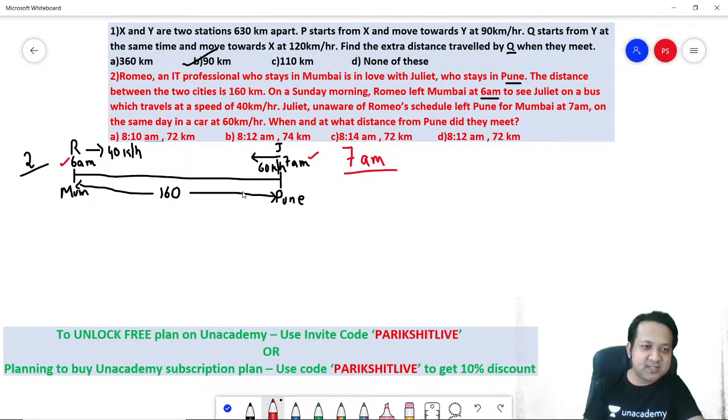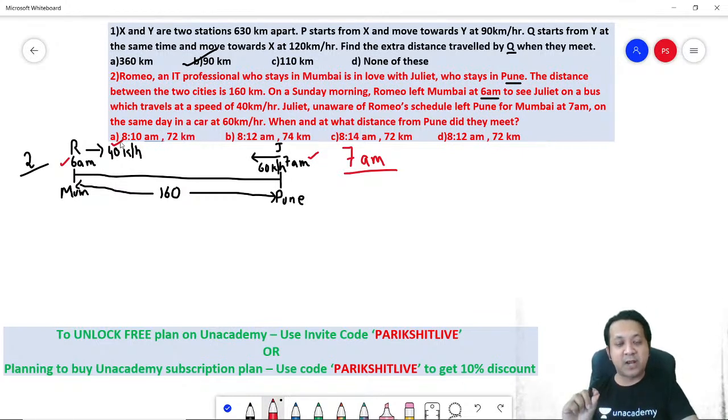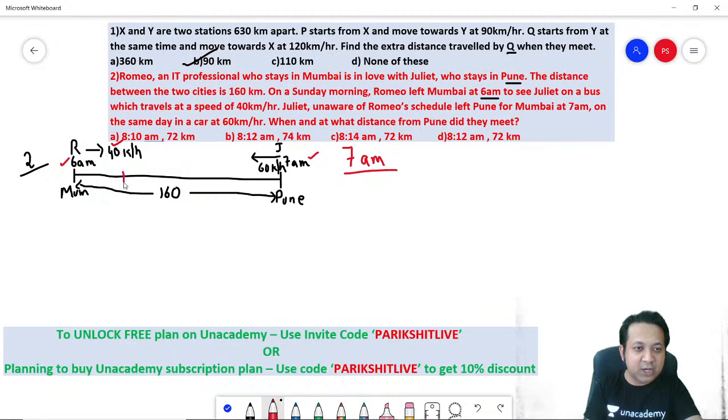So think about it first. At 6 a.m. only Romeo started traveling. For the first 1 hour, only Romeo traveled. How much distance did he travel? 40 kilometers per hour. So at the end of 1 hour, Romeo must have traveled 40 kilometers. Why at the end of 1 hour? Because I want to consider the time at which both the bodies started moving.